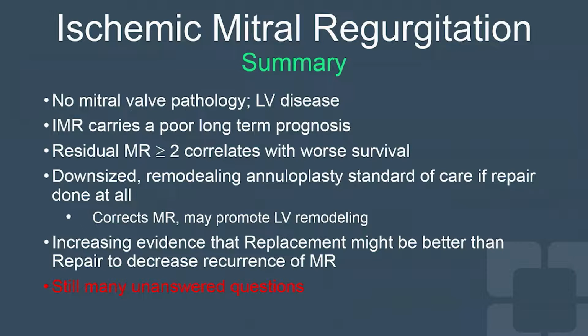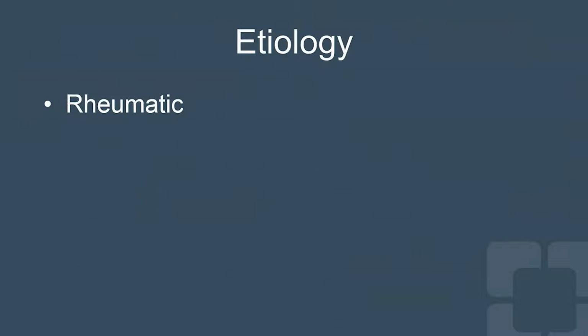Ischemic MR carries a poor long-term prognosis. Residual MR after repair is correlated with worse survival. If you are going to repair the valve, you want to downsize the annulus using a rigid ring. And once you can correct the MR, this may promote LV remodeling and prevent the patient's ventricle from getting worse into the future. There's increased evidence that replacement might be better than repair with ischemic MR, but overall for this group of patients, there are still many unanswered questions that we'll continue to explore.